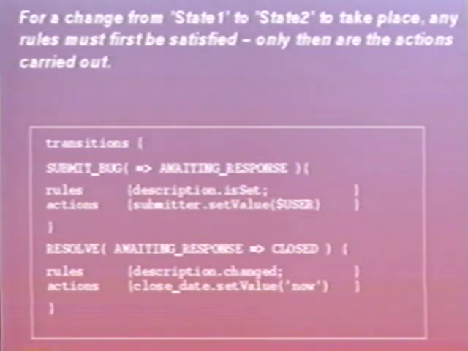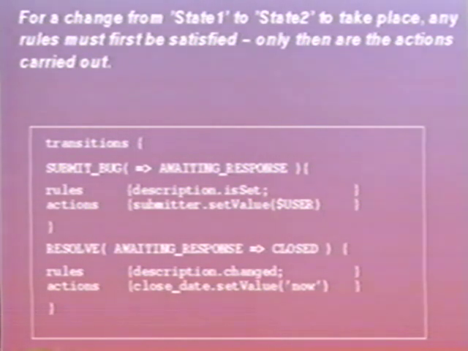Secondly, you want to design the transitions that this data can move through. So here are some simple transitions for a bug tracking system. We have one transition called submit bug. So when you first find a bug, it has no state. Submitting it takes it to awaiting response. When you resolve the bug, the data moves from the awaiting response state to a closed state.